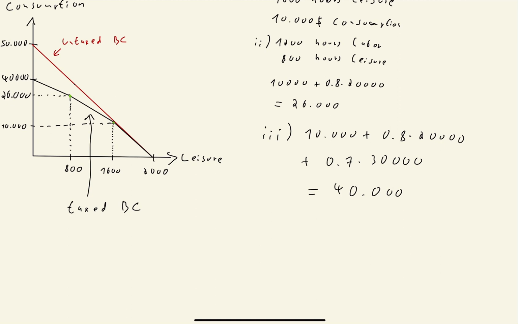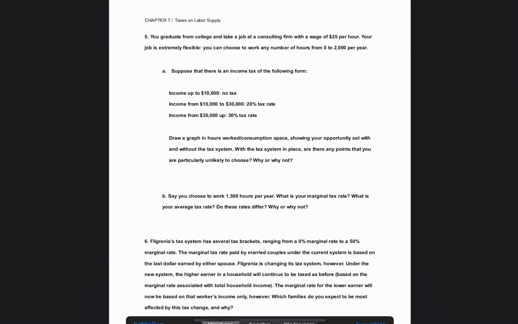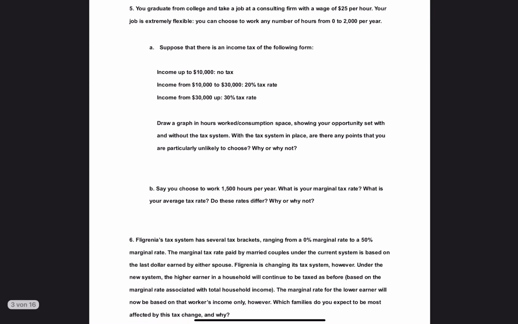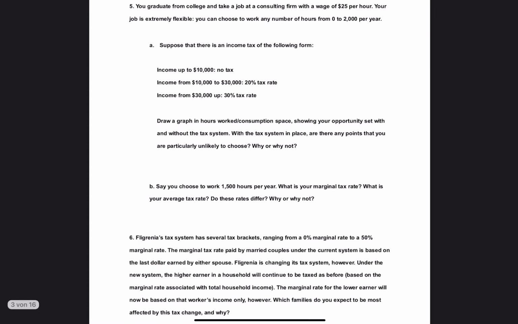And this brings us to sub exercise number B. So say you choose to work 1,500 hours per week. What is your marginal tax rate? What is your average tax rate? Do these rates differ? Why or why not?